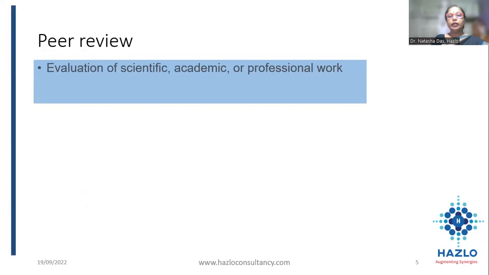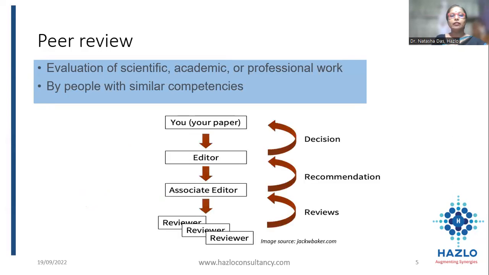Now, a little bit about peer review. Peer review is evaluation of scientific, academic, or professional work by your peers, that is, by people who have similar competency as you. Not necessarily the same competencies, but similar to your competency. And this is a brief about how the publication process works.